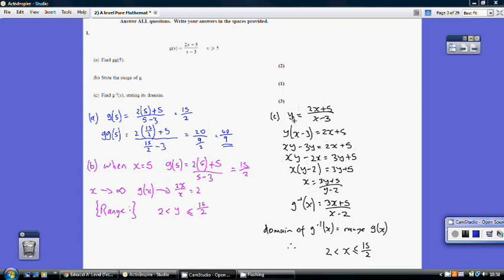Now remember, y was just something we artificially introduced, so our inverse function of g is 3x plus 5 over x minus 2. Now the domain of the inverse function is the same as the range of the original function. So the domain is still between 2 and 15 over 2, but of course we're talking about domain, so we're talking x. So x is greater than 2 and less than or equal to 15 over 2.